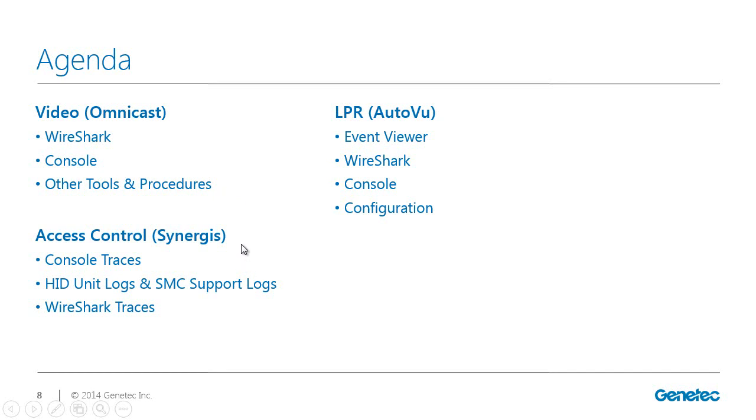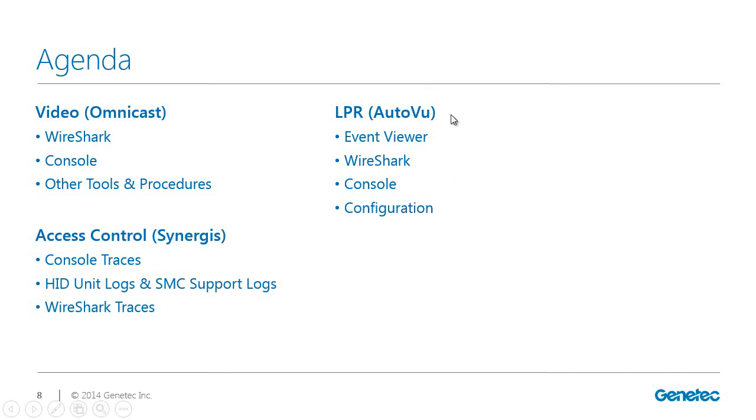We're going to take a look at access control next. Now, we don't have a lot to cover in terms of troubleshooting, but we are going to look at how you can gather more information for your support cases. We're going to take a look at console trace information. We're going to look at the logs from the HID and the SMC or Synergis Master Controller units. And we're going to see what we can get from Wireshark traces as well. Now, even though we're not addressing what can be done directly, it is important to know what information we need and what it can be used for, and really how it helps resolve your access control issues here.